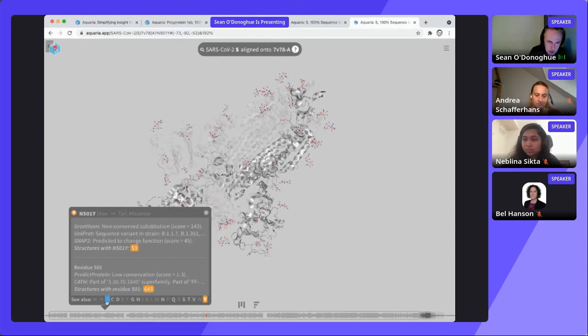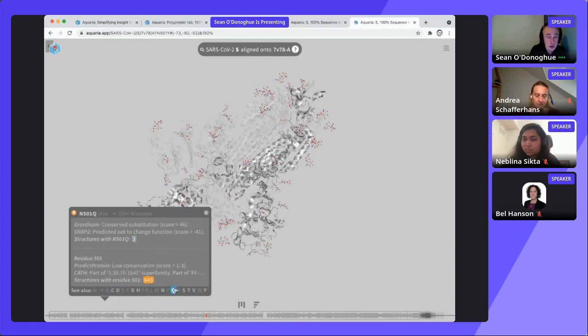This, by the way, also summarizes all the other variants that occur at this 501 position, with bold indicating cases where there is structural information available. So there are 3 structures that have N501Q.